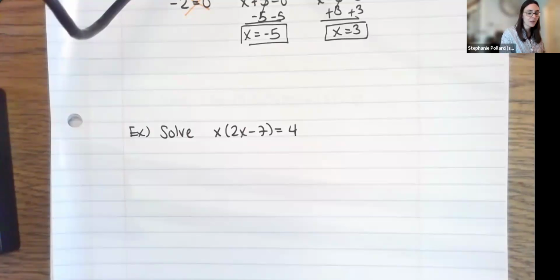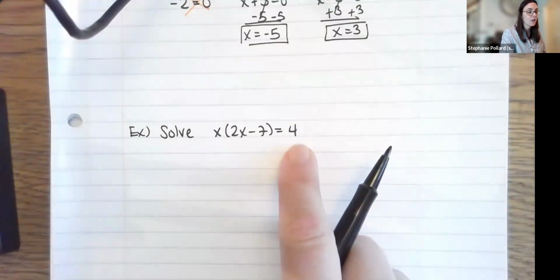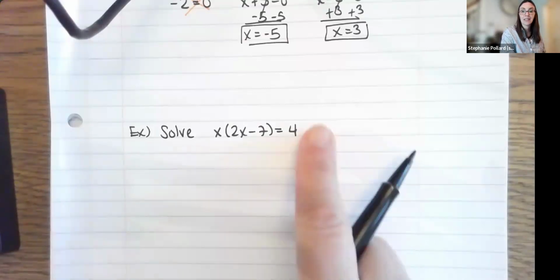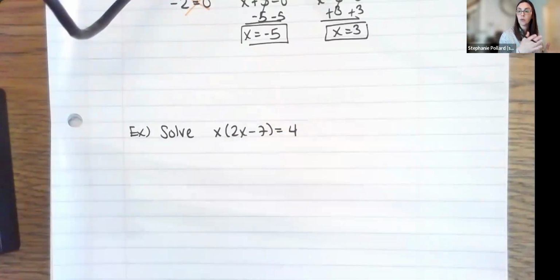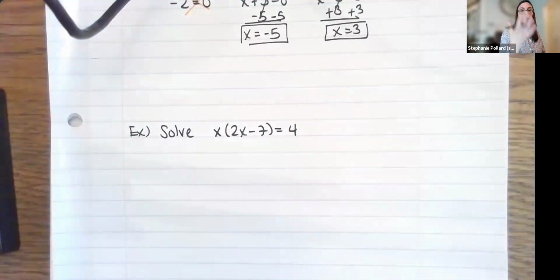The problem, though, is that the right side is a 4, not a 0. So if this was pre-factored and the right side was a 0, you're good to go. You can jump right in like we did with the first example or two in this video. However, if the right side is not a 0, you actually have to multiply it all back out and refactor it again, bringing that 4 to the other side.